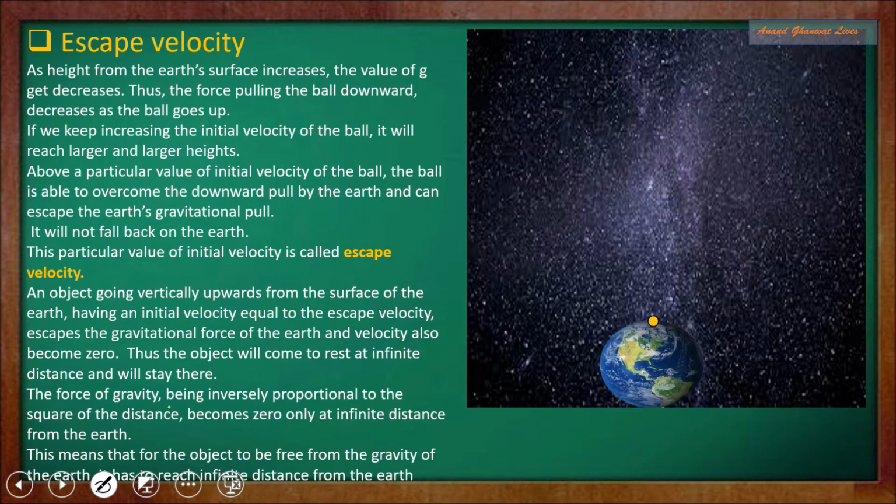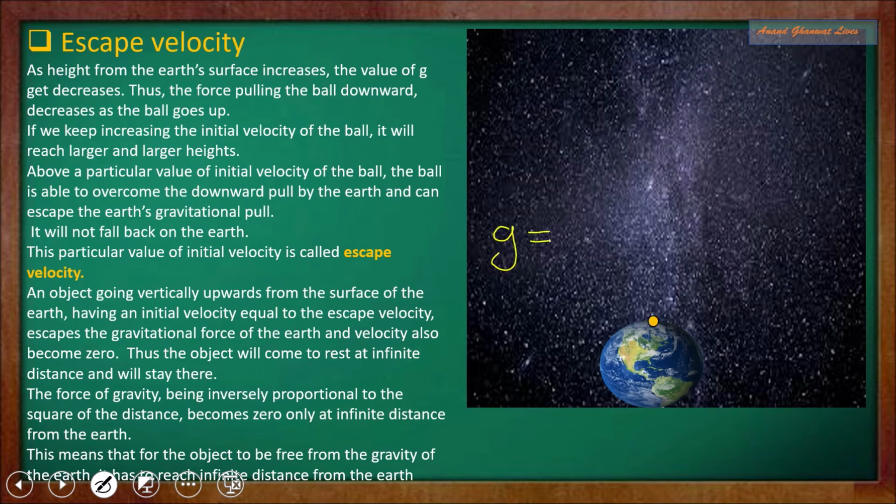If the ball has initial velocity greater than escape velocity, then what happens? If the initial velocity is greater than escape velocity, it will escape from the Earth's gravitational field, and after that also the velocity of the ball does not become zero. Therefore it escapes from the Earth's pull and goes further and further in the upward direction.